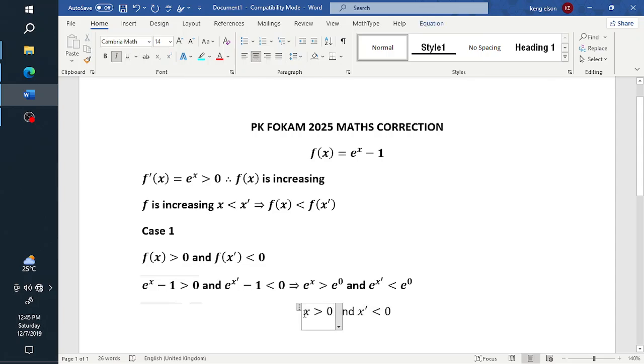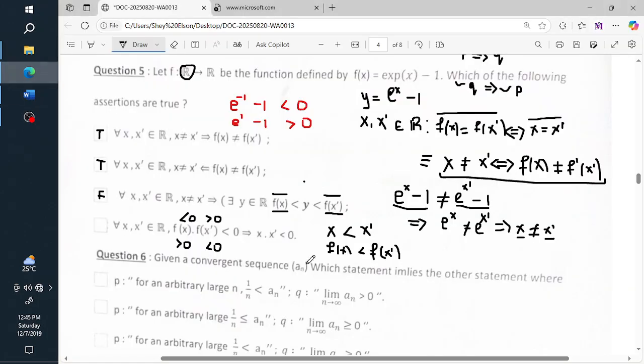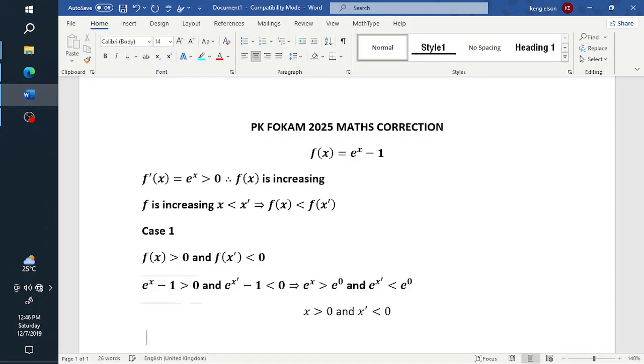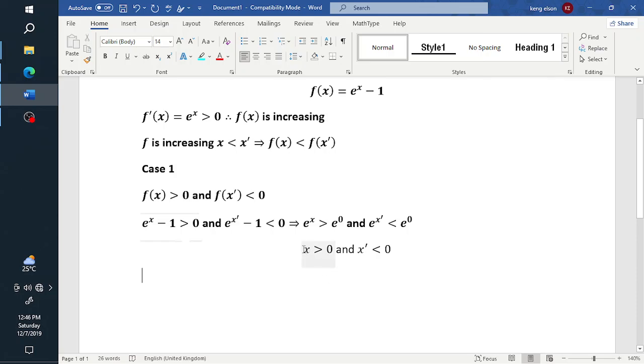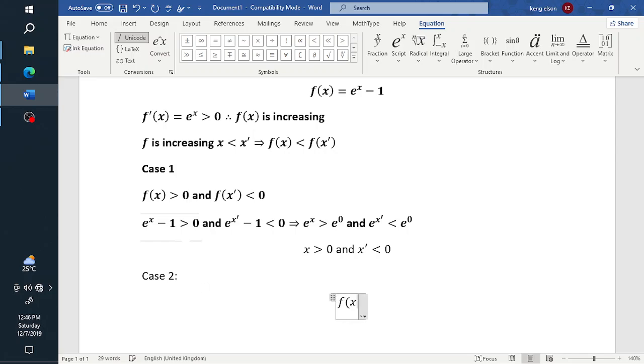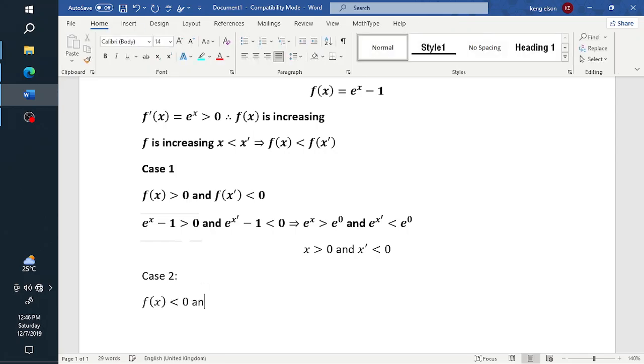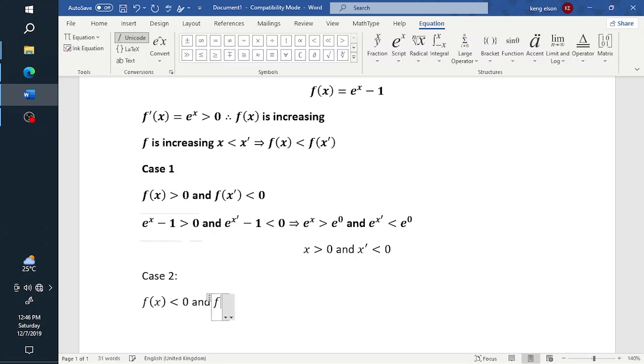And if you multiply x and x prime, the result will be less than 0, which is going to tie with our explanation here. But let's take the second case before we conclude. Because normally if I take something that is positive and multiply with something that is negative, the result will be negative. So for case 2, we are going to take, instead, f of x less than 0 and f of x prime greater than 0.